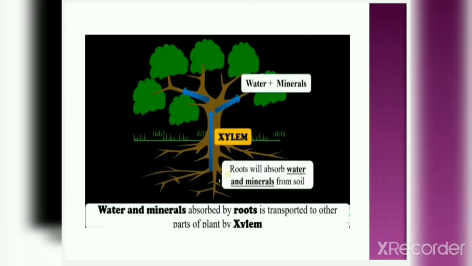Now let's understand this. All of us know that roots absorb water and minerals from the soil. Then these water and minerals are transported to different parts of the plant through the stem. But how? With the help of special tubes which are present in the stem, and these tubes are called xylem. You can see the xylem in the given picture here. Xylem is a special tube present in the stem with the help of which water and minerals are transported to other parts of the plant.